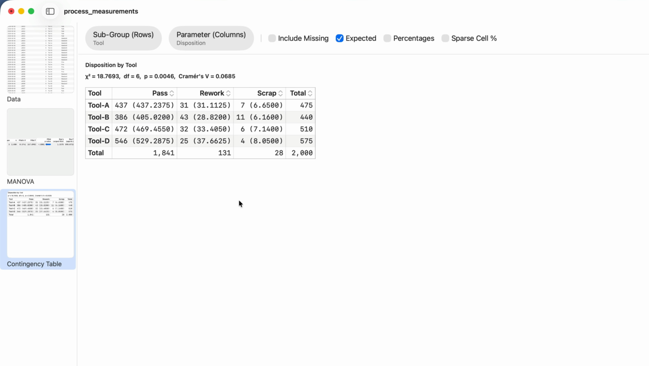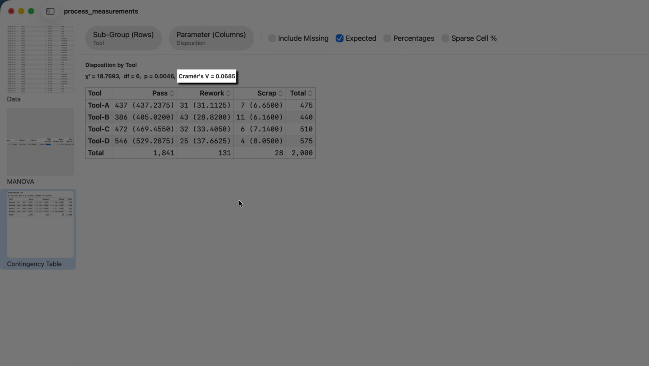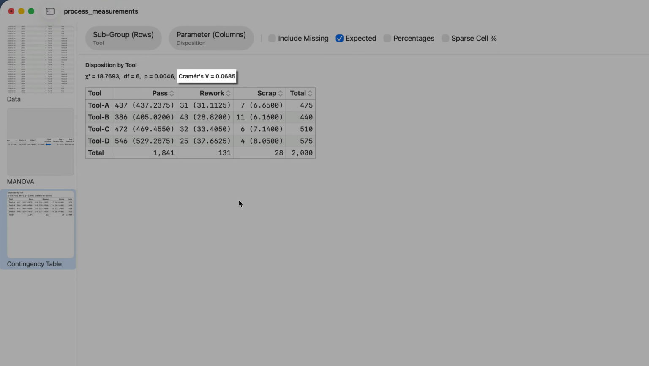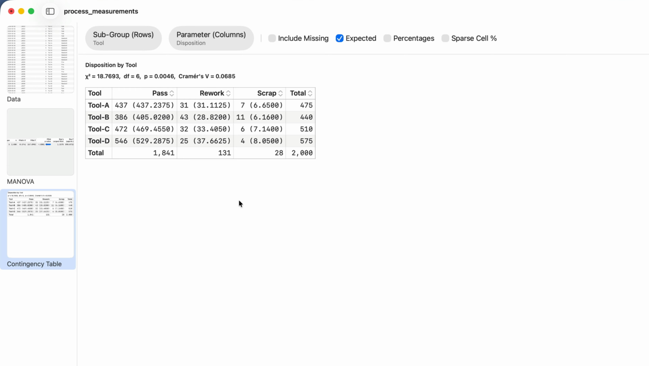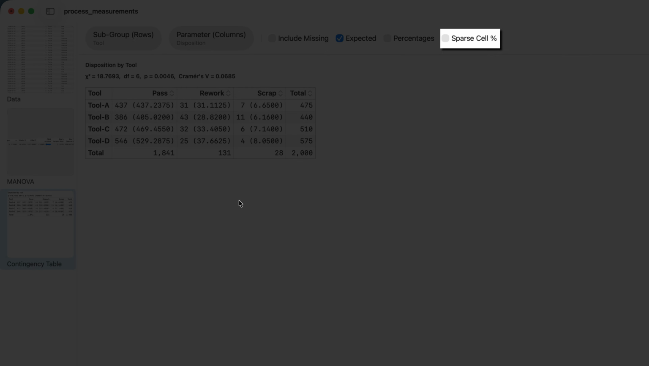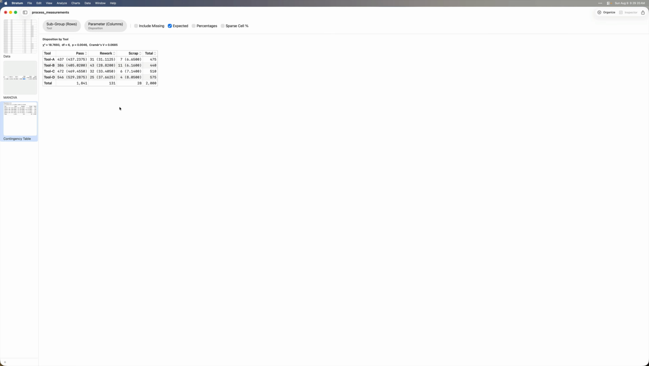Significance isn't everything, so Stratum also reports Cramér's V, how strong the association is, 0 to 1. And it can show the sparse cell percentage, flagging where expected counts get too small to trust.